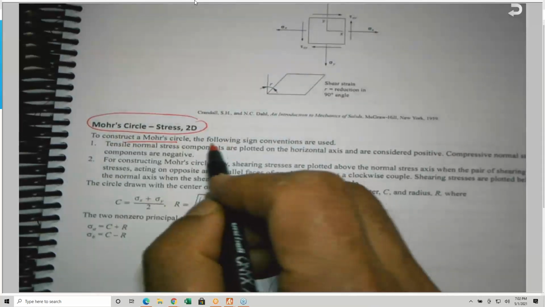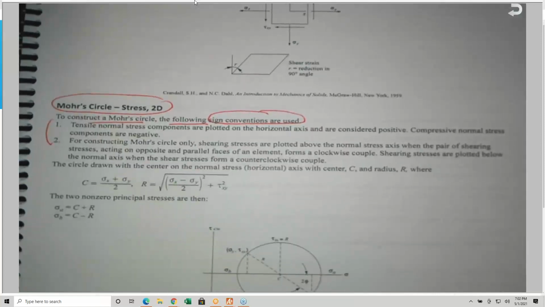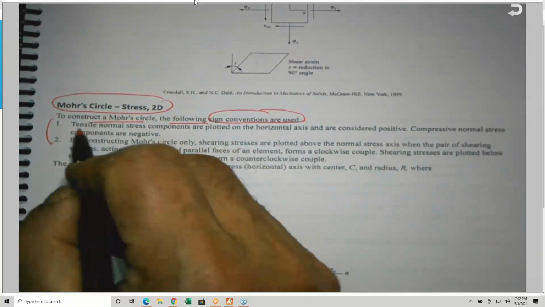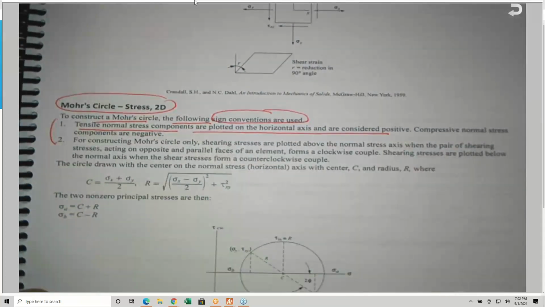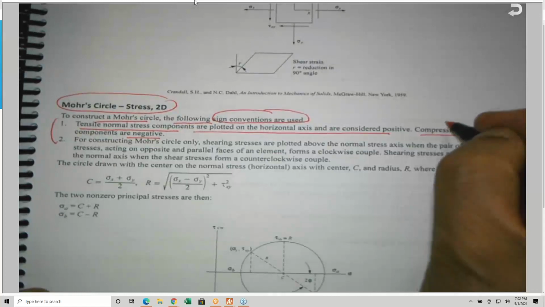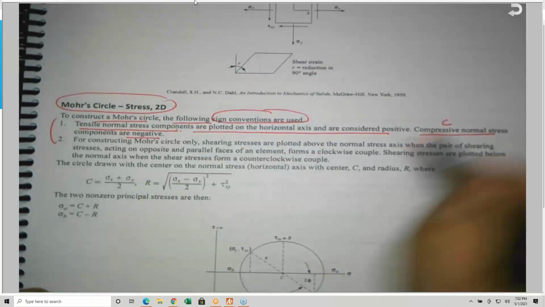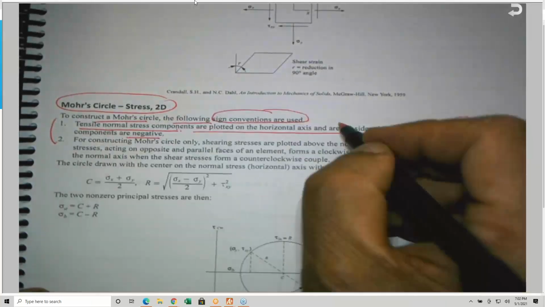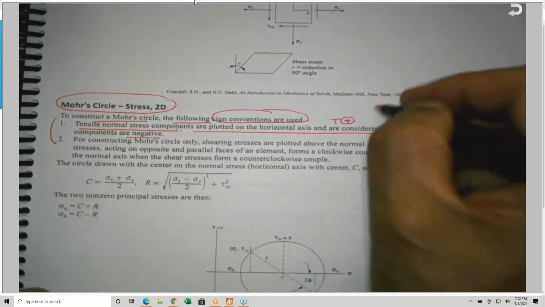To construct Mohr's circle, the following sign conventions are used in order to make everybody get the same answer. They follow the sign convention listed in Mechanics of Materials books, with some variation from one book to another. Normal tensile and compressive stresses are plotted: compression is negative and tension is positive, as I just mentioned. This is, by the way, on page 133.